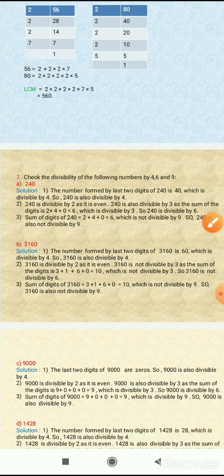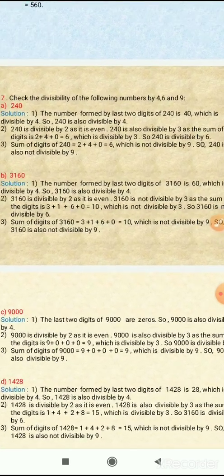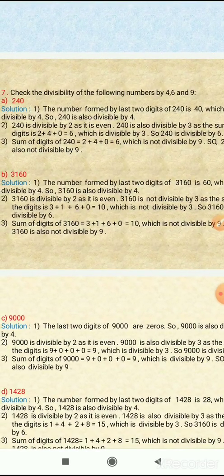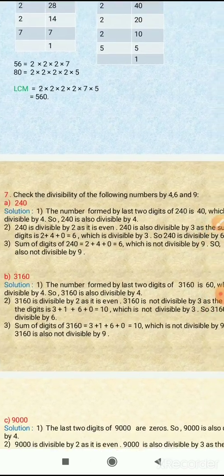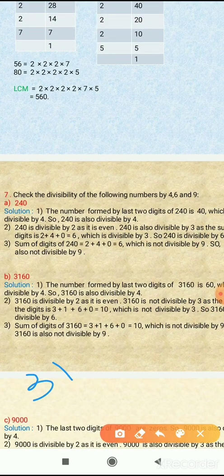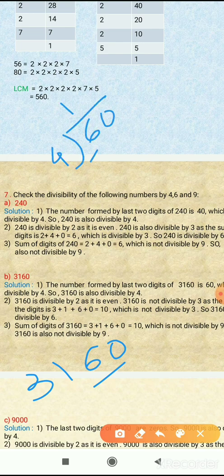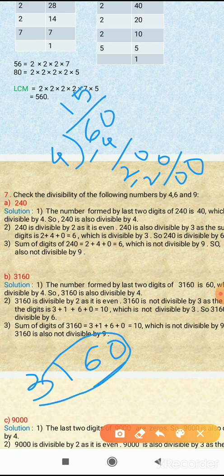Next number is 3160. Now we will check its divisibility by 4. So see number 3160. Last 2 digits are 60. So we will divide and check. 60 divided by 4: 4 ones are 4 and 4 fives are 20. Look here student, we get remainder 0, means 60 is exactly divisible by 4. So 3160 is also divisible by 4.